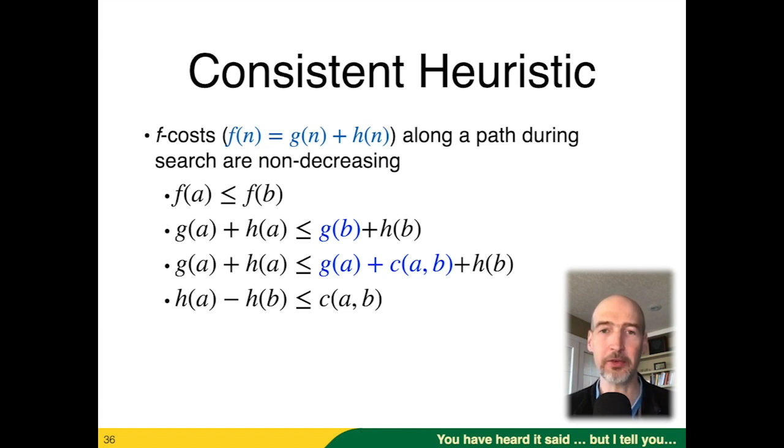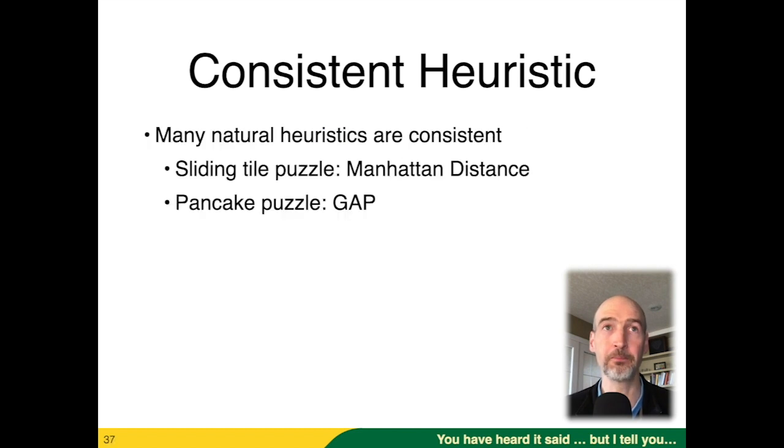This is actually very related to the triangle inequality, that two edges of a triangle have to be longer than the third edge. There are many different ways of looking at and interpreting this, but what we're interested in is looking at heuristics that have this property and don't have the property. Most natural heuristics that we might come up with for a problem will be consistent. Manhattan distance for a sliding tile puzzle is consistent. The gap heuristic for the pancake puzzle is also consistent.